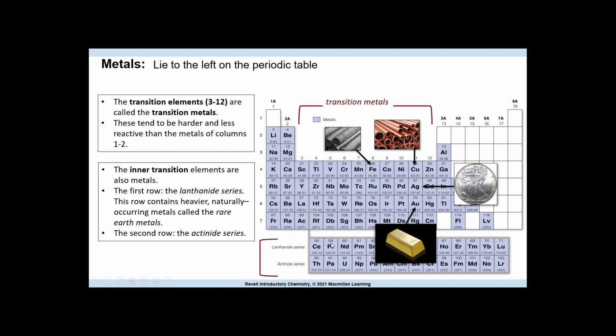The first row is lanthanide. These contain heavier, naturally occurring metals called rare earth metals. You really can't see it right now. The second row is actinide. Some of these, like I said, basically have existed only for seconds, but long enough to say they existed.